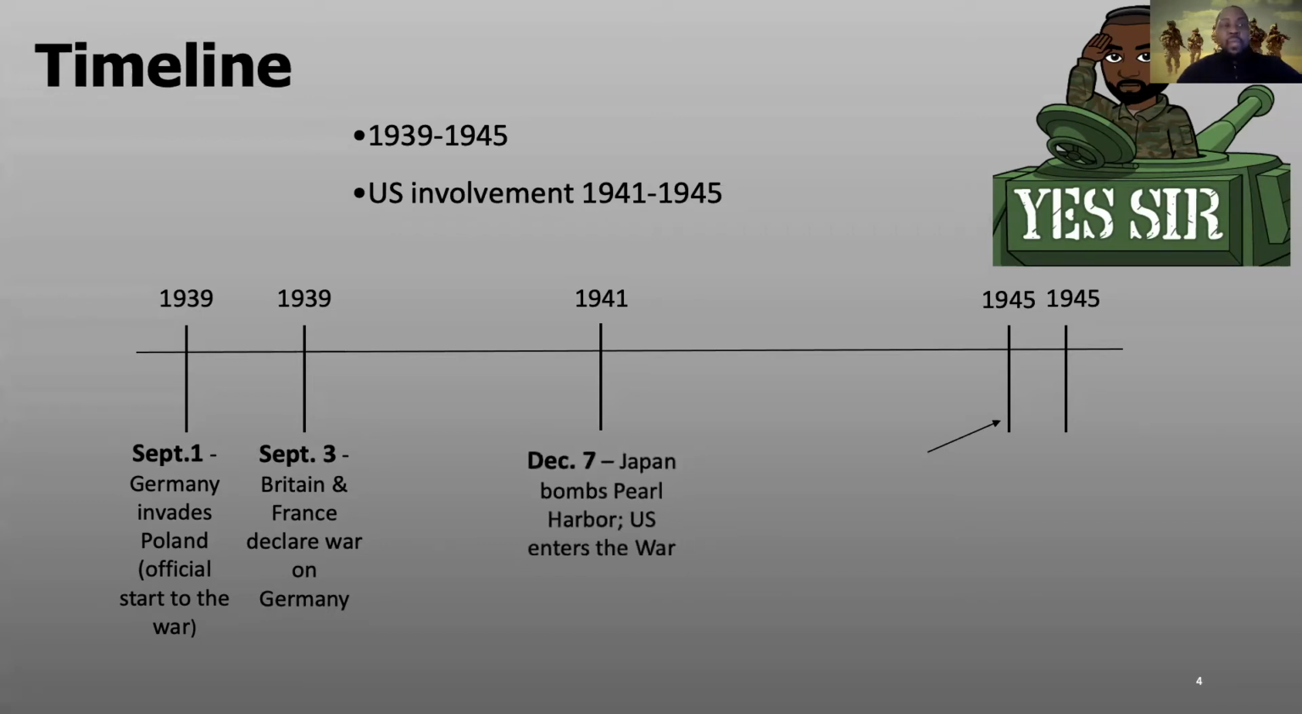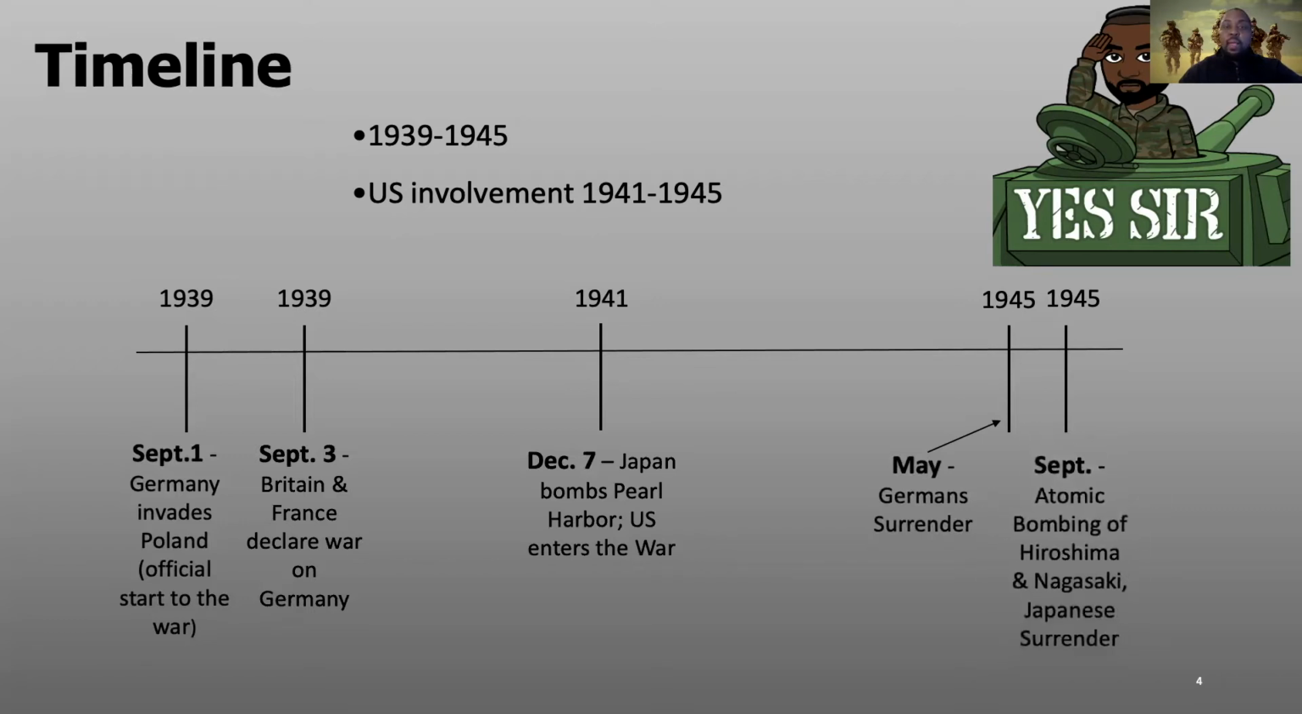1941, December 7th, Japan bombs Pearl Harbor, which was located in Hawaii, and that's where the U.S. military, the Navy, had all their ships and everything. So 1945, the Germans surrendered in the war. In September of 1945, the atomic bombing of Hiroshima and Nagasaki, which is when the Japanese army surrendered.